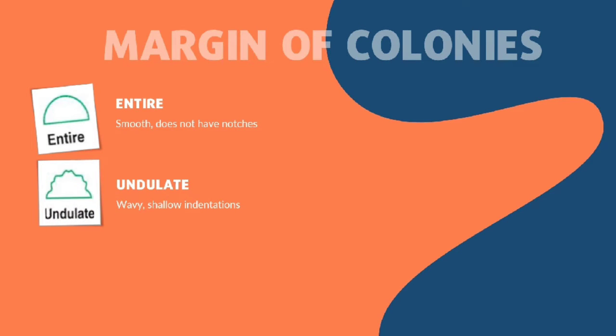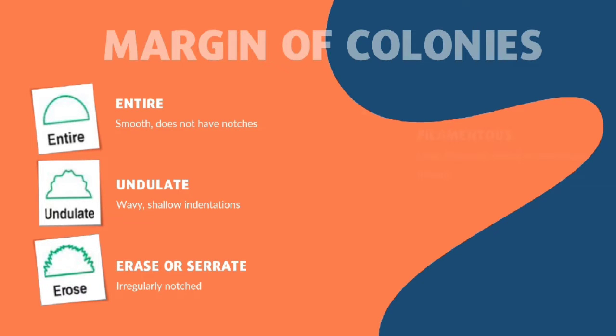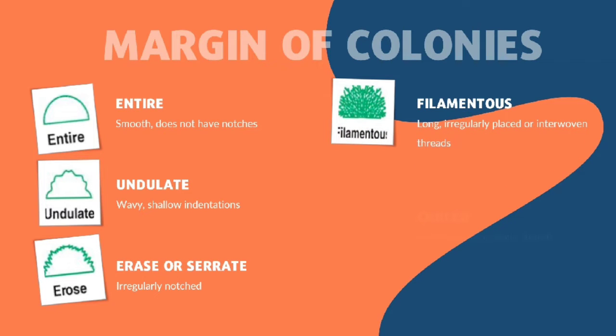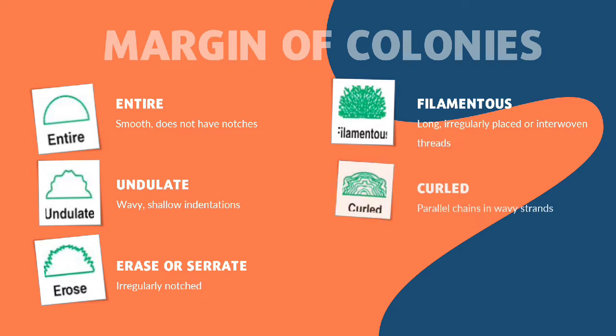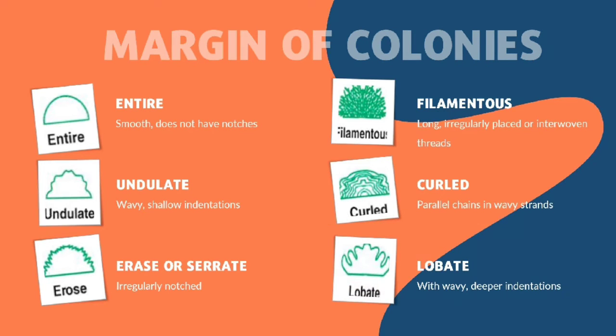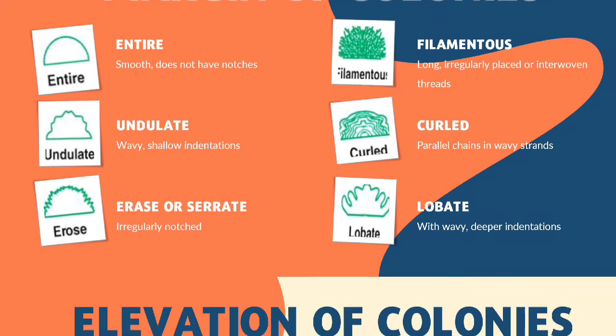It could be undulate, which has wavy or shallow indentations. Or it could be erose or serrate, which is irregularly notched. Or it could be filamentous, which has long, irregularly placed or interwoven threads. Or it could be curled, which has parallel chains in wavy strands. Or lobate, which has wavy or deeper indentations.